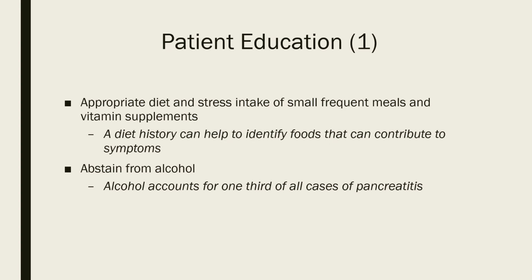And we need to do a diet history. A diet history can help to identify foods that will contribute to controlling the symptoms, right? So we have to be able to talk to them about their nutritional status. They need to abstain from alcohol because alcohol will account for 1/3 of all cases of pancreatitis. So if they are an alcoholic and if they are in the throes of their disease and if they need to go to rehab, whether it's an inpatient setting, outpatient setting, maybe we need to reach out to a support system, or we may have to reach out to someone, social worker, in order to assist with this.